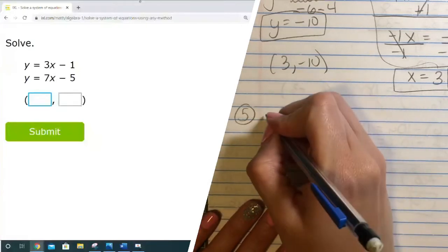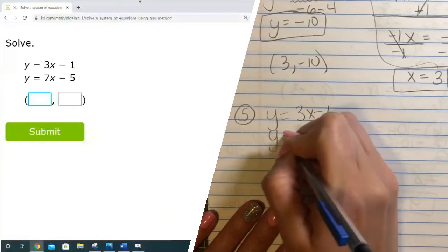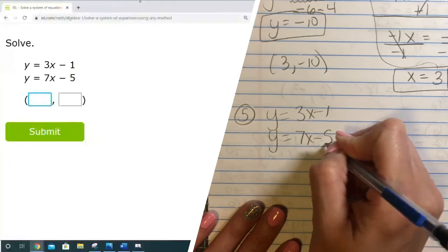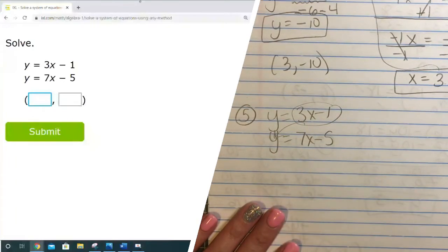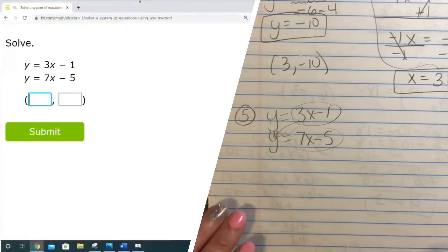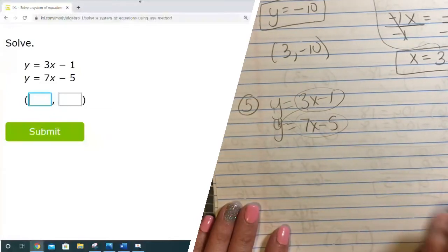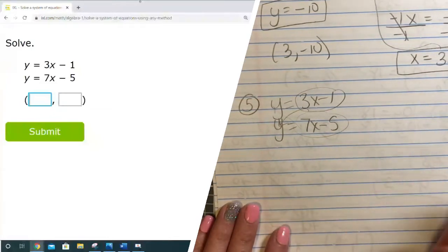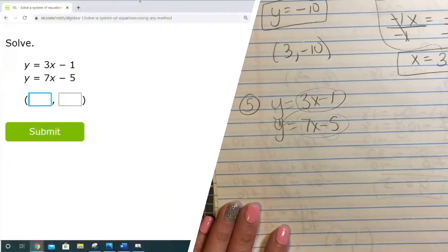So again, we see we have y equals and y equals. So for this one, I'm going to take this top equation, I'm going to go ahead and substitute right into the bottom. If you want to take this bottom one and put it right into the top, it's the same exact thing. Okay, we're going ahead and creating one equation with one variable, because we are substituting it in place of the other one.